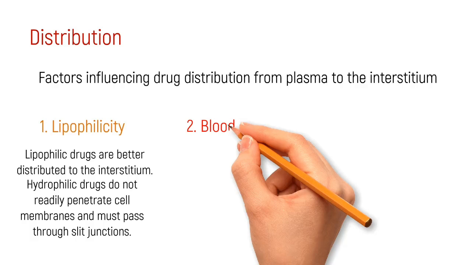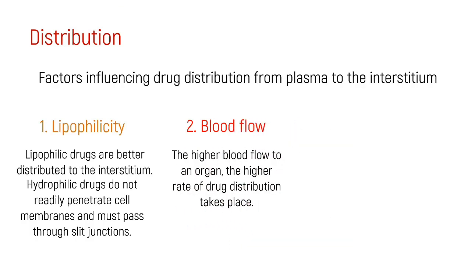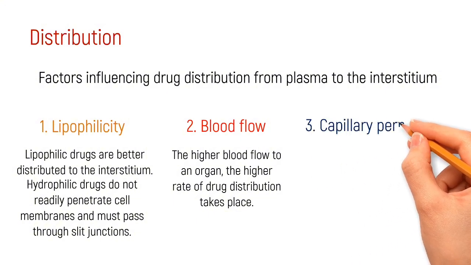Another factor is blood flow. The rate of blood flow to the tissue capillaries varies widely. For instance, blood flow to the vessel-rich organs such as brain, liver, and kidney is greater than that to the skeletal muscle. The third factor is capillary permeability.